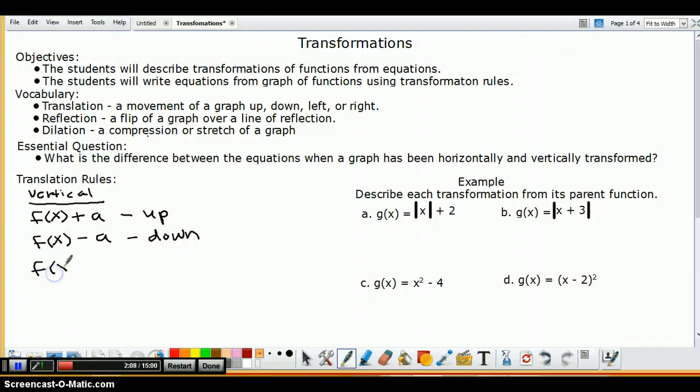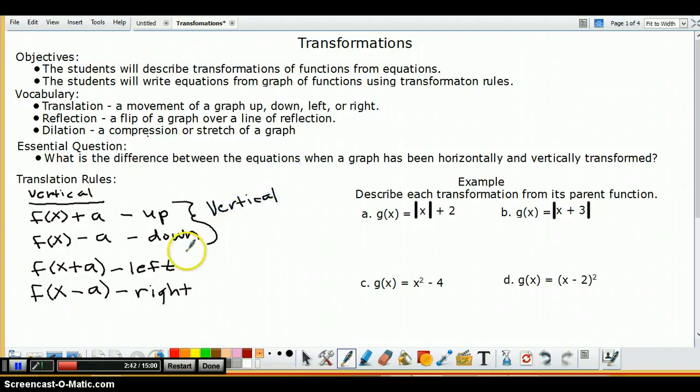We've got 2 others: f of x plus a, where now the plus a is inside the parentheses, is weird because you would think plus is going right, but this is actually going to go left. And then f of x minus a, where the minus a is inside, is our translation going right. I forgot to label those, but the first two are our vertical. These here are horizontal.